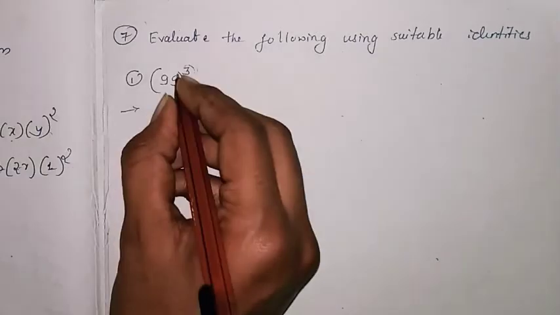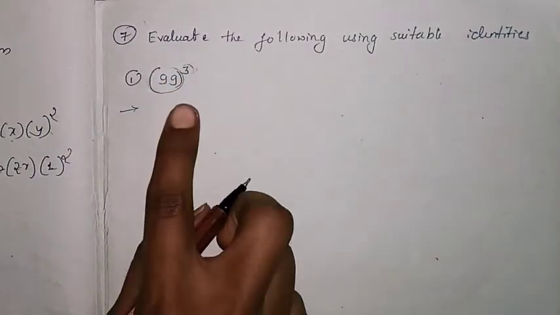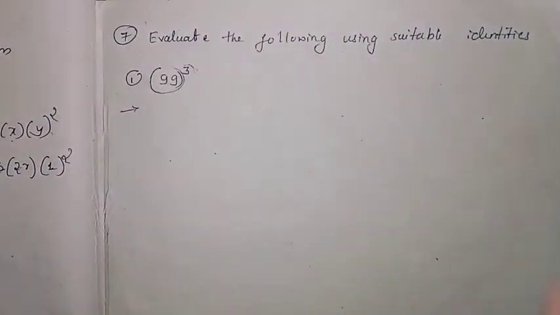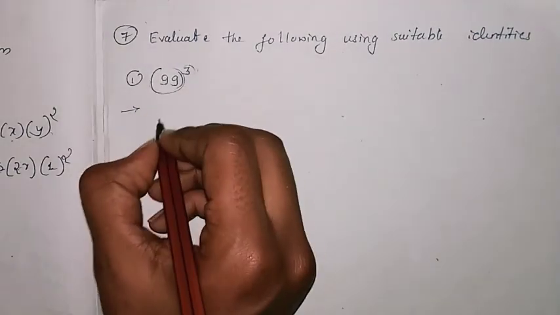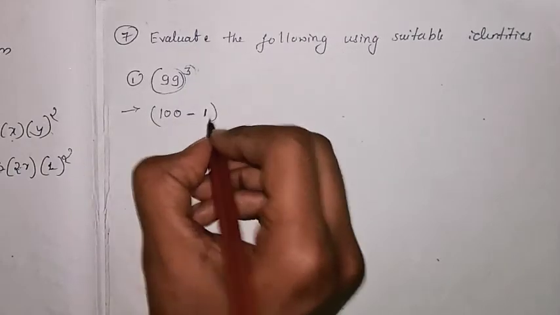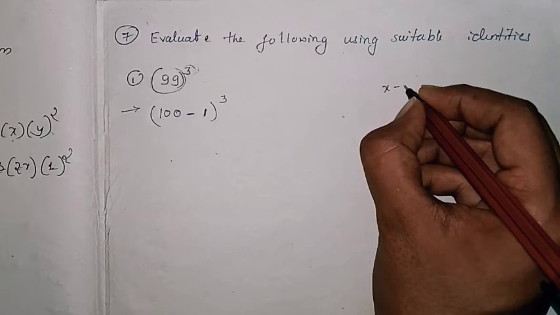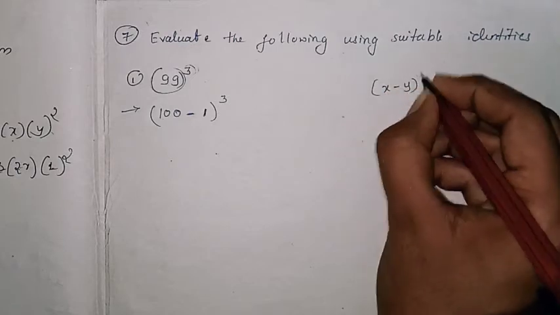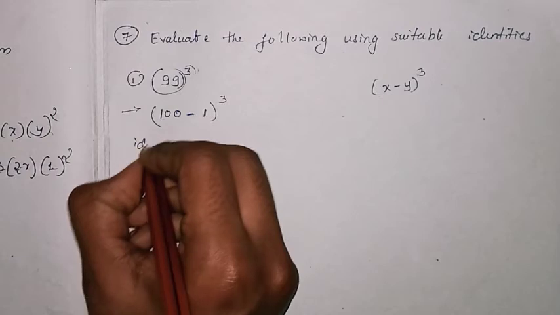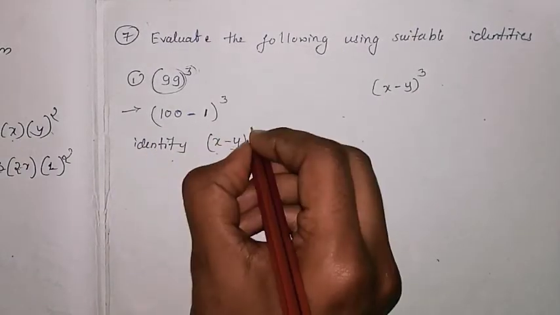So what we will do, we will convert this one. Before this also you have solved this. What you are doing is 100 minus something, and by using the formula you are solving that one. Same method we are using here also. 100 minus 1 we will write, and we will write the cube. Now it is the formula of x minus y whole to the power cube.